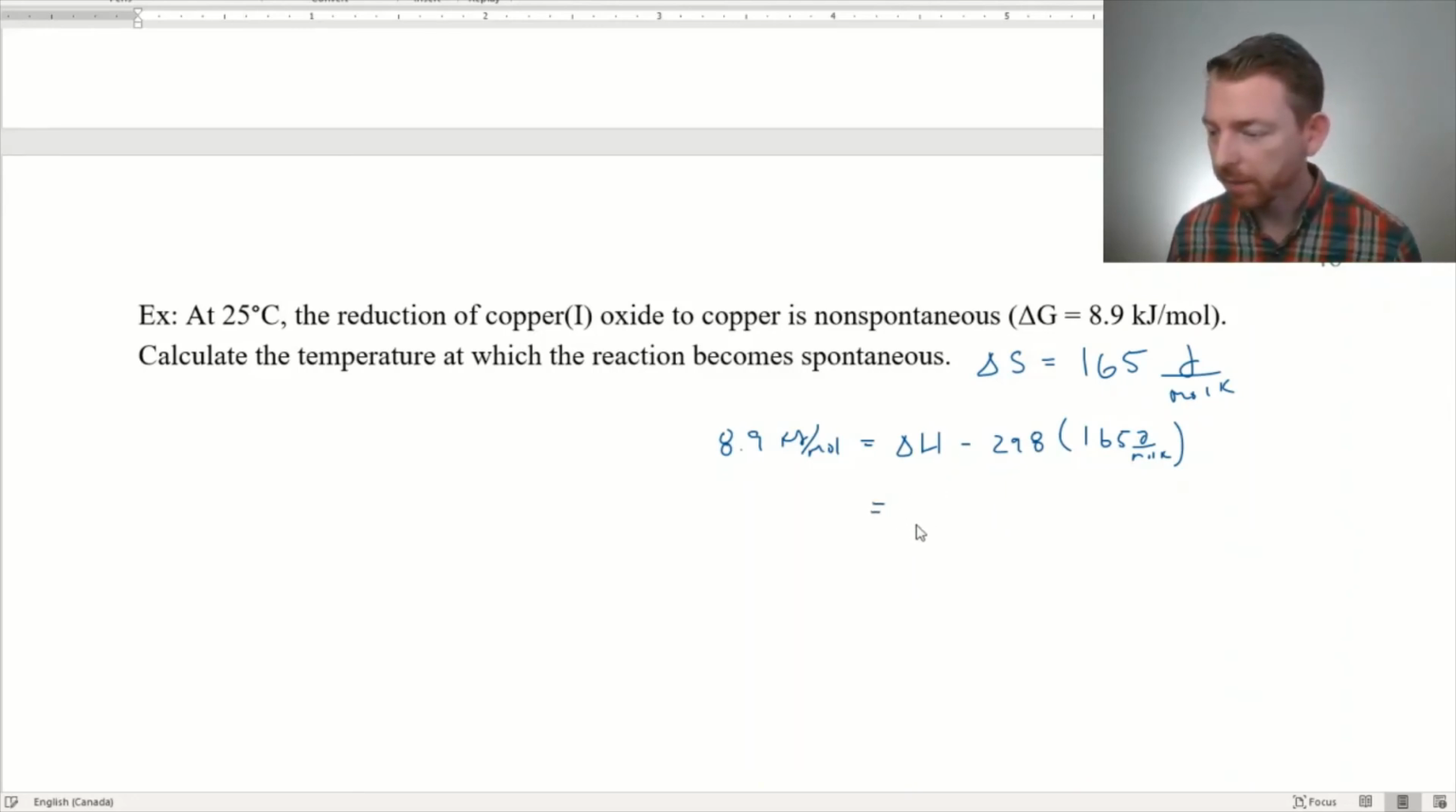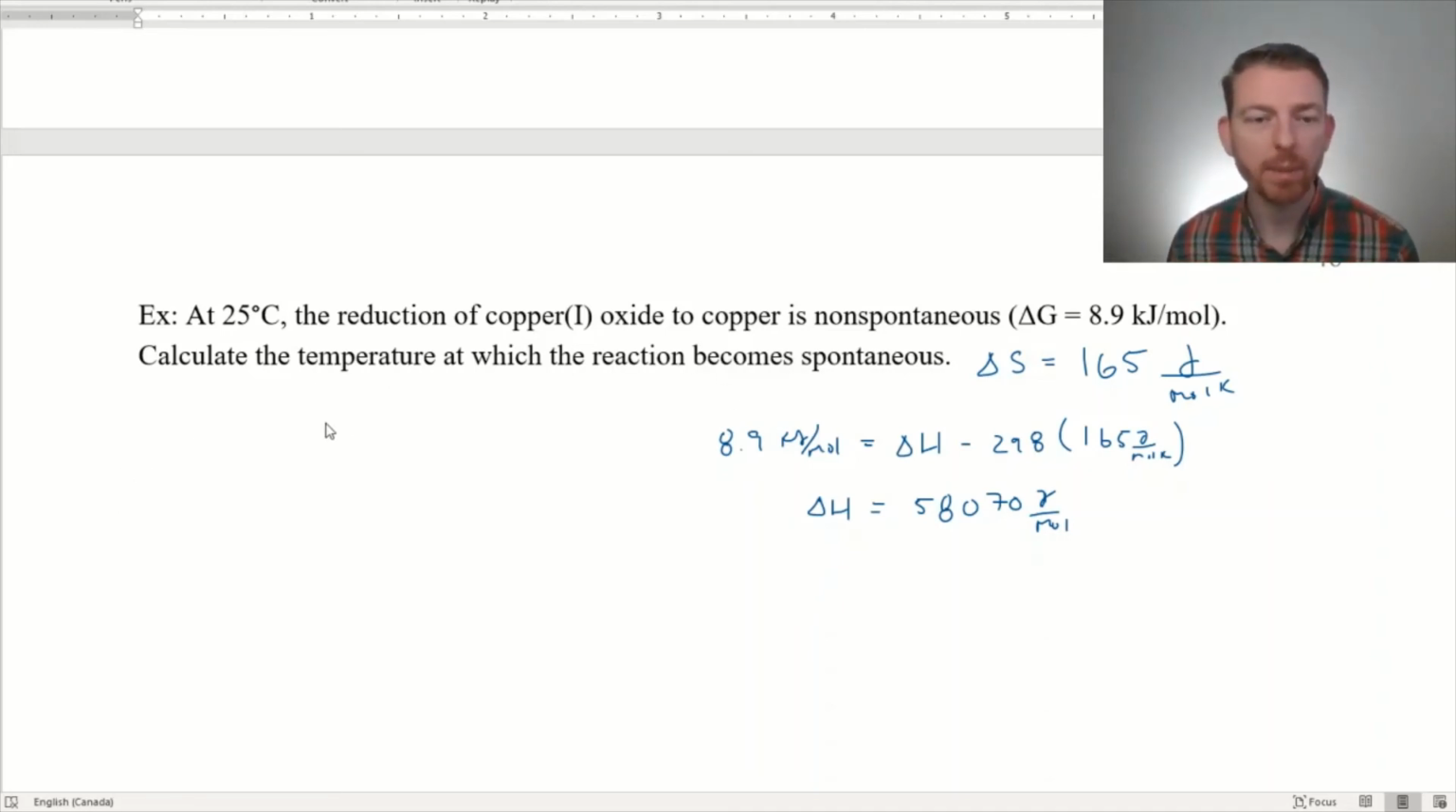Okay, so if we want to calculate then delta H, we can use it. We just do a little bit of algebra and we end up with 58,070 joules per mole. And okay, so what are we talking about at where it becomes spontaneous? So we're going to say that it's non-spontaneous at a certain temperature.